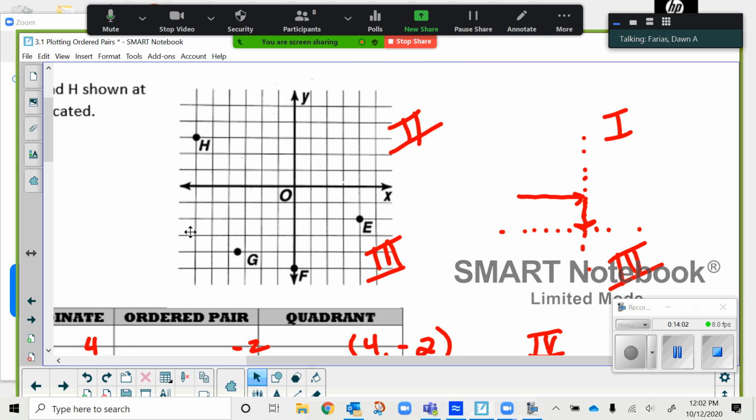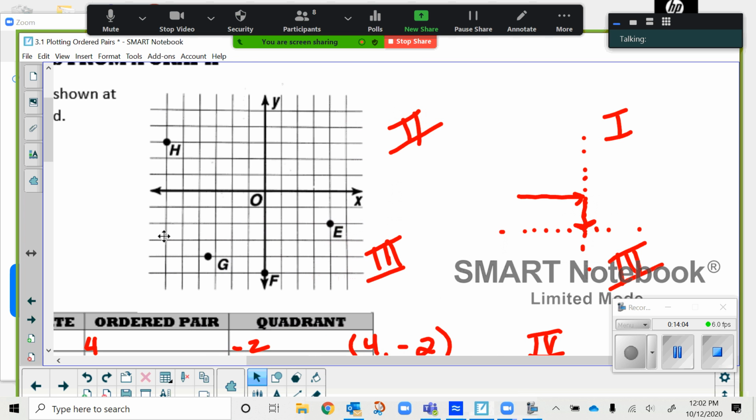Let's see if I can scoot this over. So there's the grid for those of you on Zoom or working asynchronously. Pause the video right now if you need a minute to do this when you're at home.